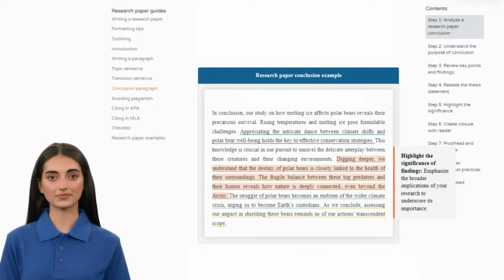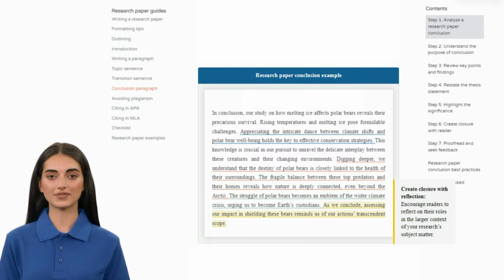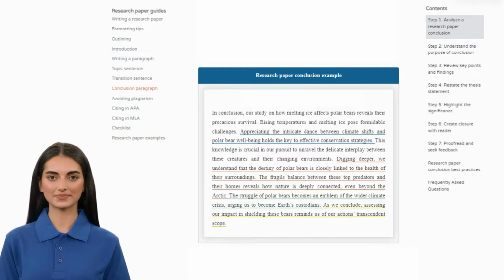Then the writer highlights the importance of their findings, which state the reasons why polar bears are related to their habitat's health. Following this, we see a powerful statement about the topic, but you can also use a question in this part. And in the final sentence, the writer closes out by helping readers reflect the subject to their own lives. So now we have a great conclusion example on hand. Let's start with the first step to writing one.